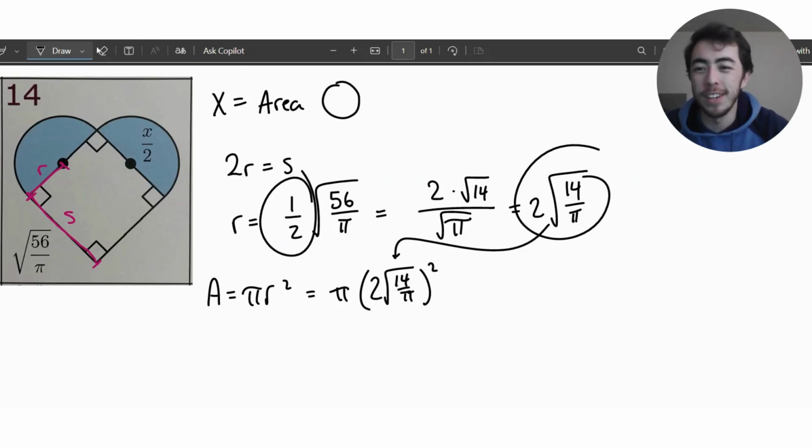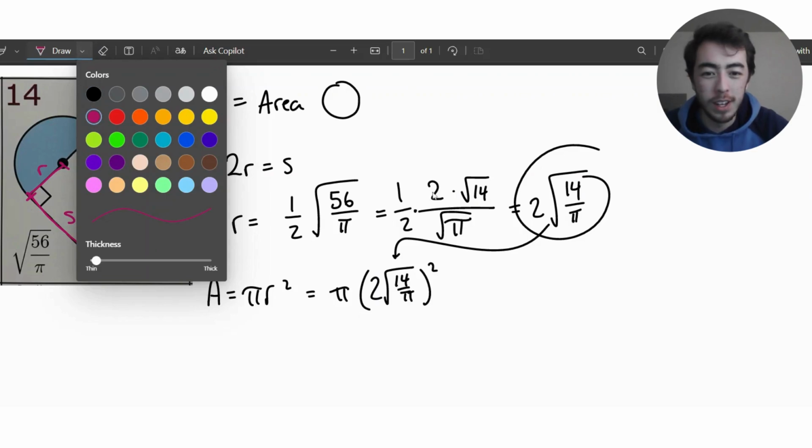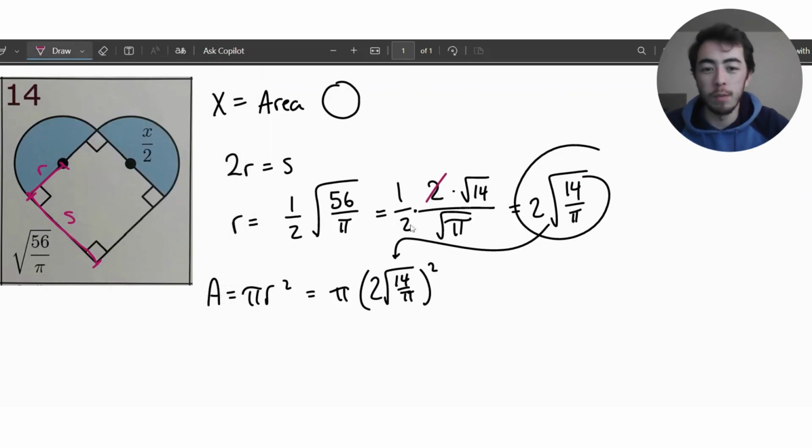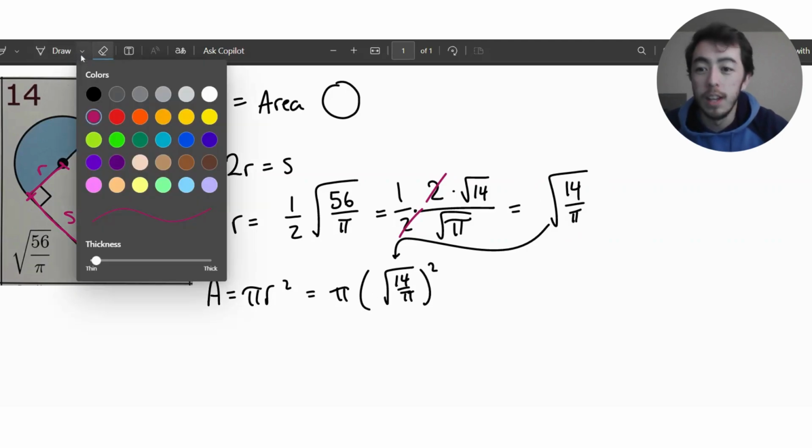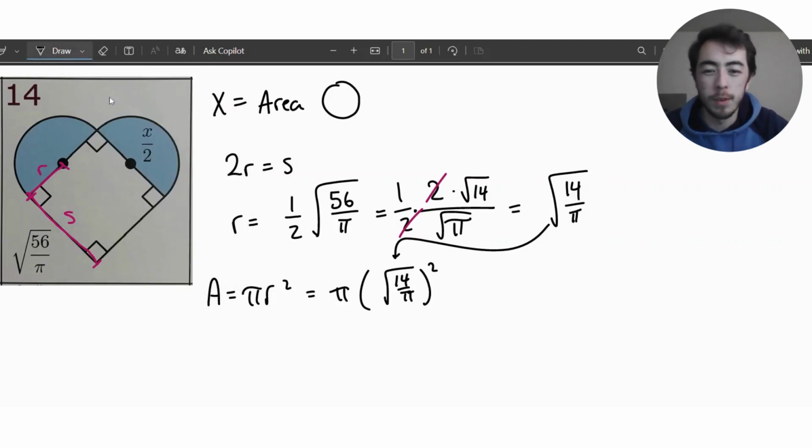This 1/2 right here, coming from the fact that I took half of the side length, just completely went away. So if I reintroduce it back where it should have been, that 2 that used to be a root 4 and this 1/2 cancel out. So actually, I don't have a 2 here at all. And that makes my calculations just a little bit more simple.